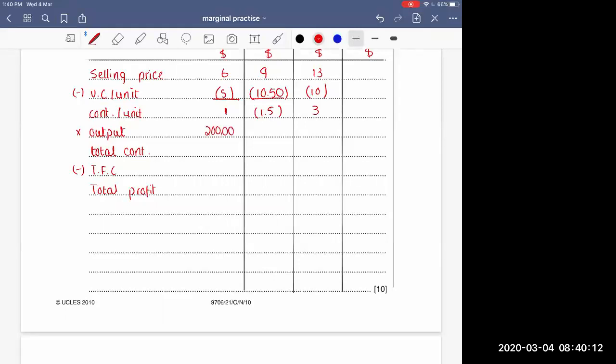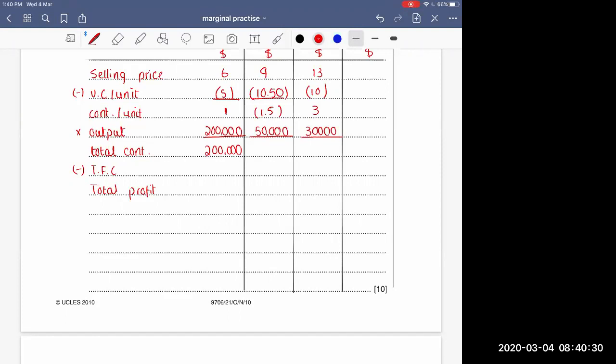All right, kiddos, moving on towards the working. We have three products, 946, 947, 948. So the selling price is 6 minus variable cost is 5. Contribution per unit is 1 multiplied by total output of 200,000. Therefore, total contribution is 200,000.